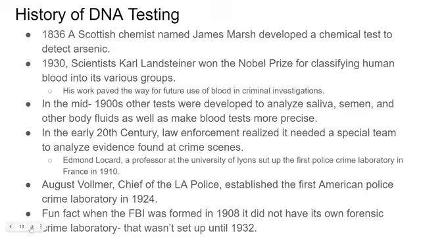August Vollmer, chief of the LA Police, established the first American police crime laboratory in 1924. Fun fact, when the FBI was formed in 1908, it did not have its own forensic crime laboratory. That laboratory was not set up until 1932.